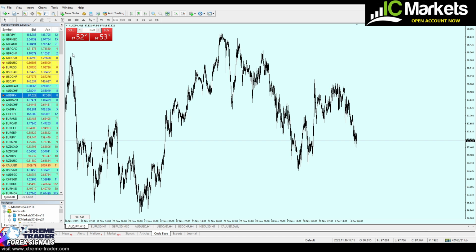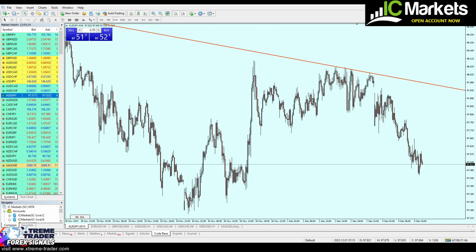So right here on the AUDJPY, what I will do right now is simply draw the resistance trend line all the way like this. And by the way, guys, again, another reminder that I'm totally aware that there are some tools that can be used to find these levels automatically, but I'm a trader who always prefers manual trading to have an accurate entry.